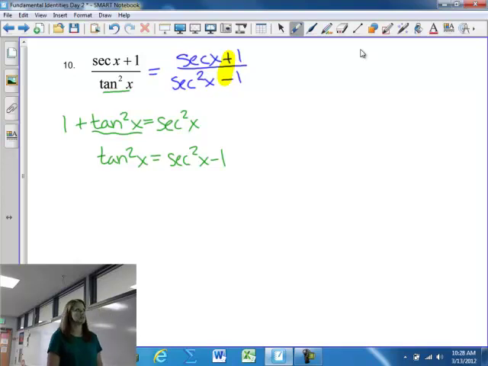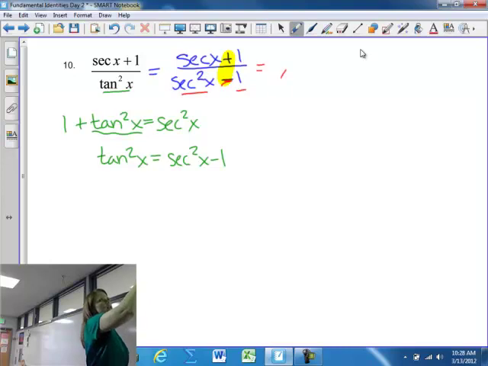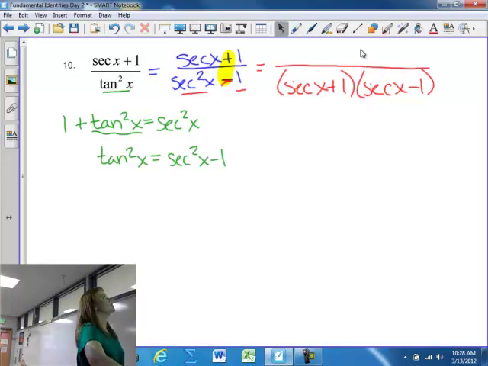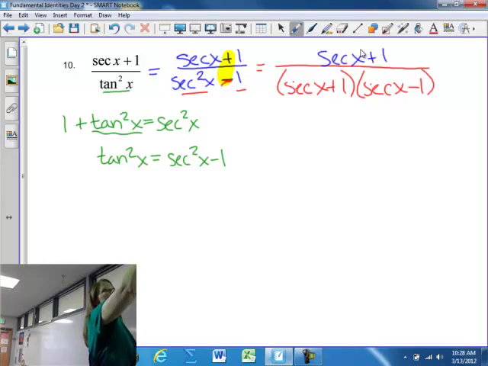Well, we could change our secant squared back into a tangent squared, but that's not going to get us very far. Recognize we have the difference of squares. Something squared, a minus, and something squared. Okay? So we're going to change this into the secant of x plus 1 times what? Secant of x minus 1. And those now are individual factors. That's the benefit of factoring. It takes what was added and subtracted, turns it into multiplication. And when things are multiplied and divided, I can cancel like terms.